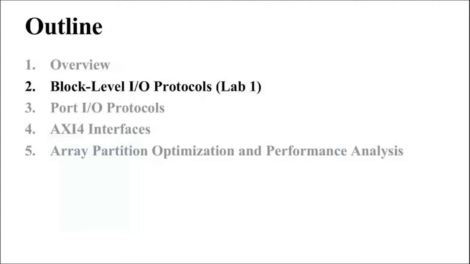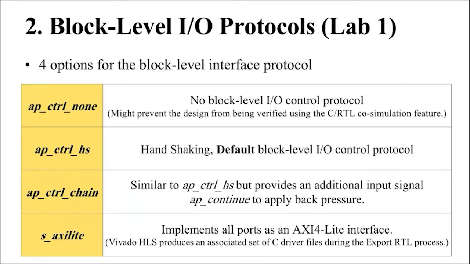Okay, first I will introduce the block level protocol, which is mapped to lab 1 here. There are 4 options for block level protocol. And in this lab, we compare the difference between AP control none and AP control handshake. I won't talk about AP control chain because it is not mentioned in this lab. And AXI Lite will be discussed in lab 4.